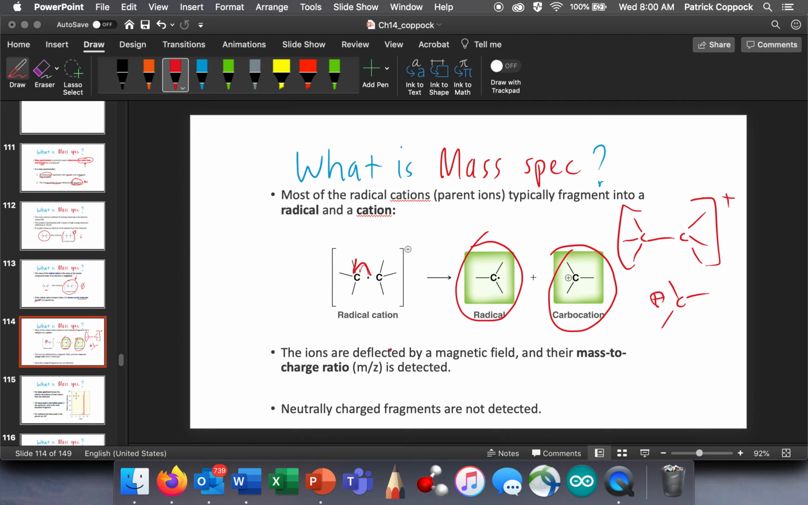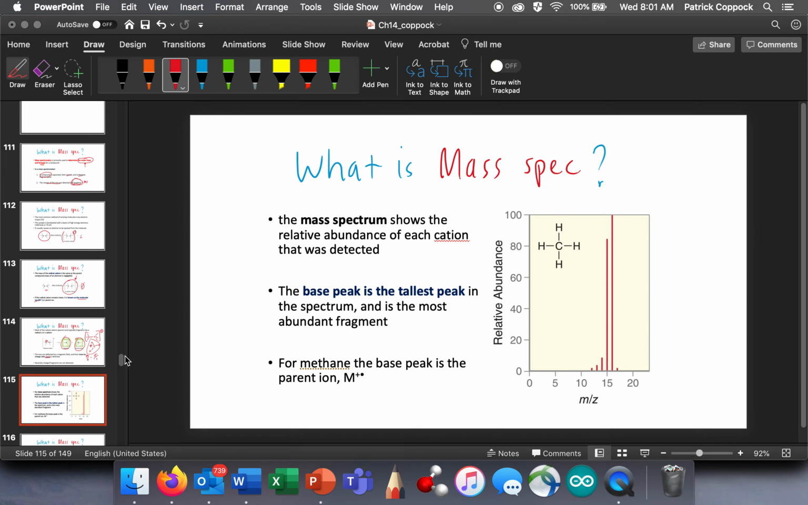And these ions are then shot down a tube, and they're deflected by a magnetic field, and their mass to charge ratio is detected. All right, so if we have one charge on this, the charge will be 1, and the mass will be, if these were hydrogens, 12 plus 1 plus 1 plus 1 is 15. Right? So the m per z for this piece would be 15, right? Now, neutrally charged fragments are not detected, which was said a moment ago.